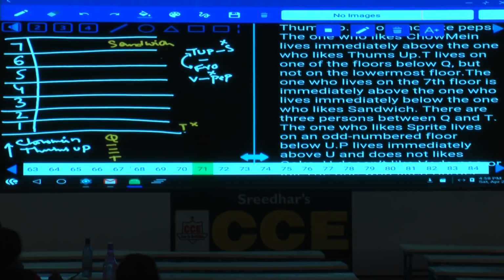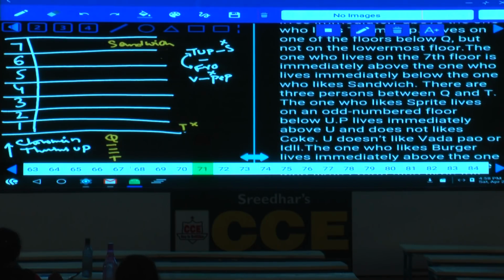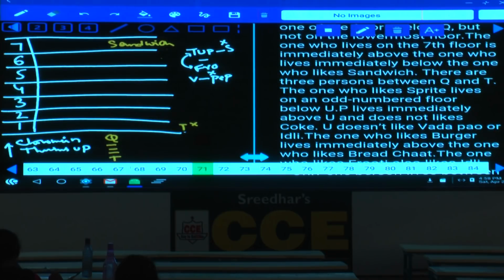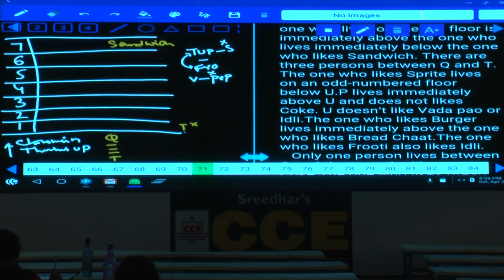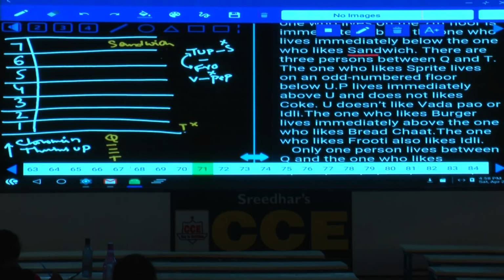Then next one. The one who lives on the 7th floor is immediately above the one who lives immediately below the one who likes a sandwich. And there are 3 persons between Q and T. And the one who likes a Sprite lives on an odd number floor. Now Sprite lives on an odd number floor below U. Sprite lives below this U, isn't it? Now the word immediate is not given, but the one who likes Sprite must be on an odd number floor.